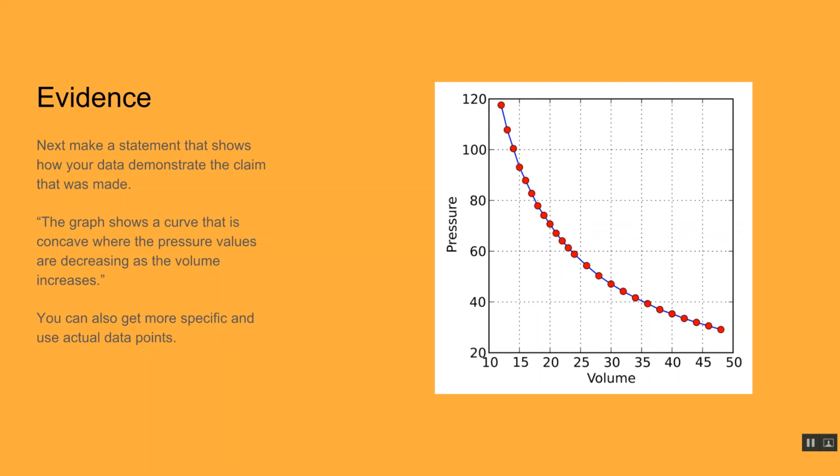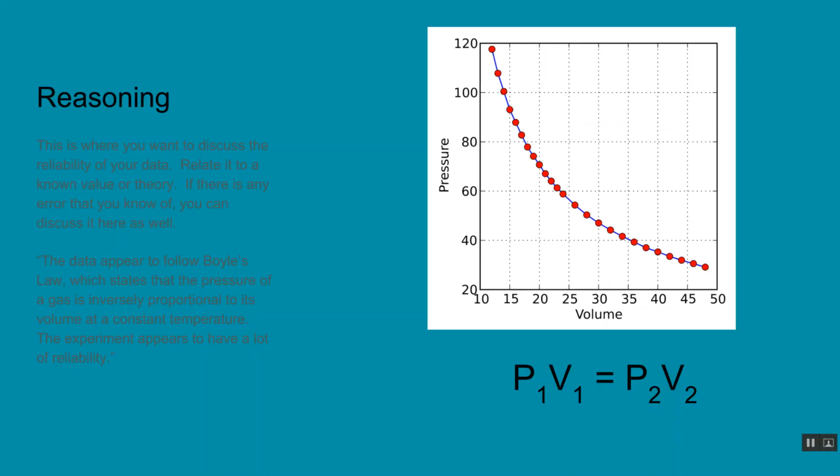Evidence: you want to make sure that you're demonstrating how you drew that conclusion, made that claim. Here, it might be something along the lines of talking about the shape of the graph, how as the pressure values are decreasing, the volume's increasing, or vice versa. You could get really specific with data points, and talk about how at a pressure of 60, the temperature is around 23, but at a pressure of 40, the temperature is around 36, and show that.